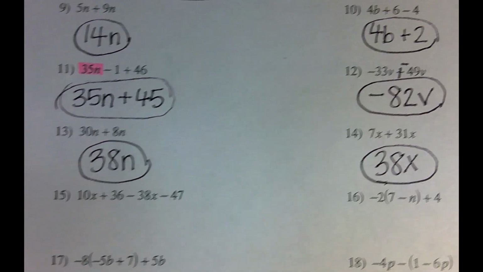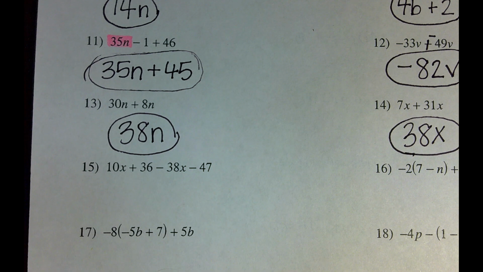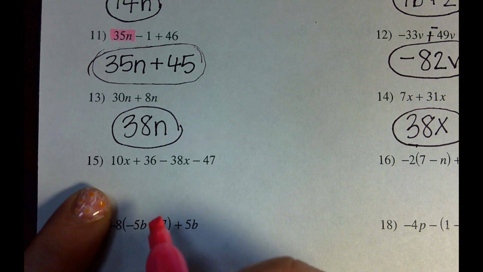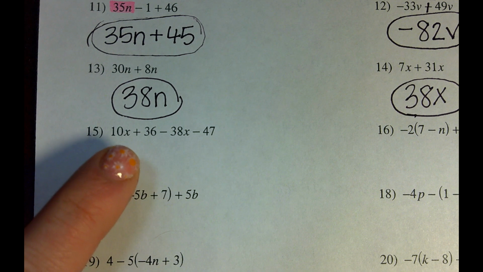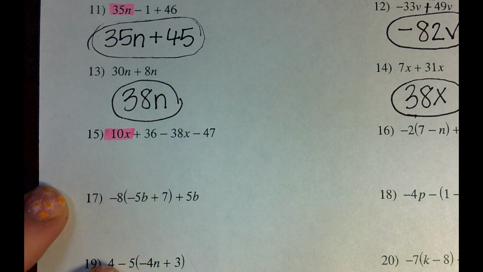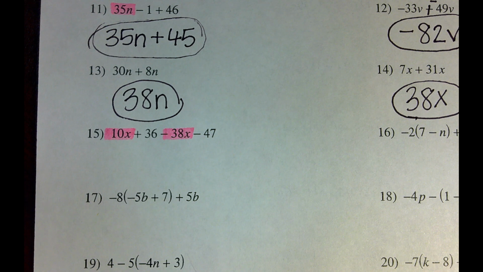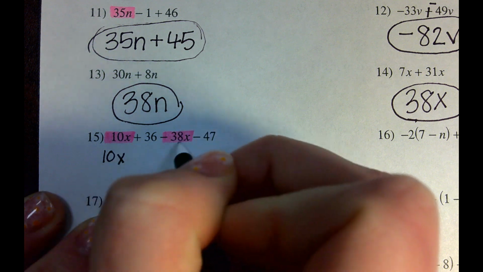Okay, now we're going to get into the more tricky ones. 48x plus negative 11. Is anyone getting 48x? I got 28x minus 11. I bet we got a bunch of answers. Okay, let's break this one down. First, I'm going to highlight my terms with an x. I have 10x. I have minus 38x. So it's a plus 10x minus 38x. So, let's start with the x's.